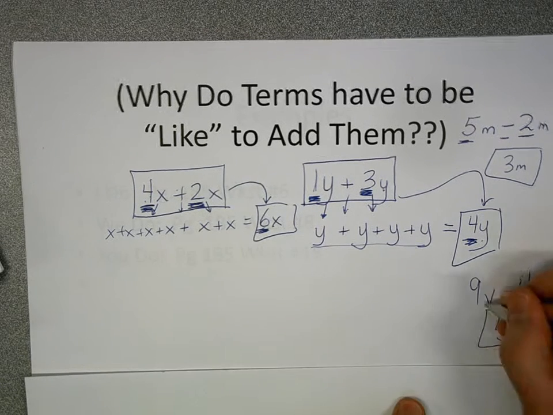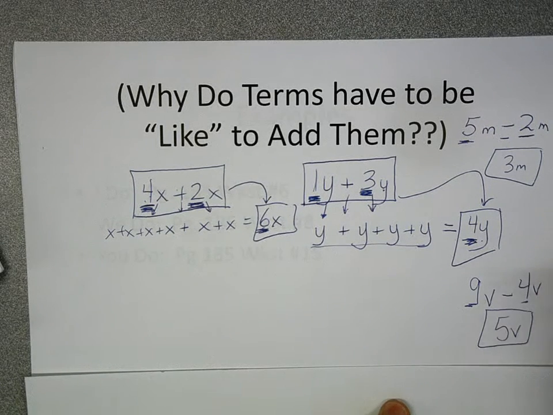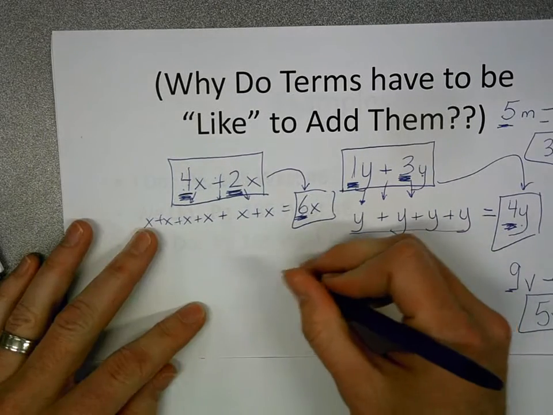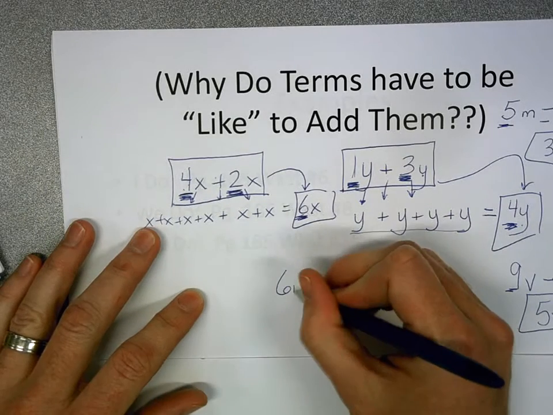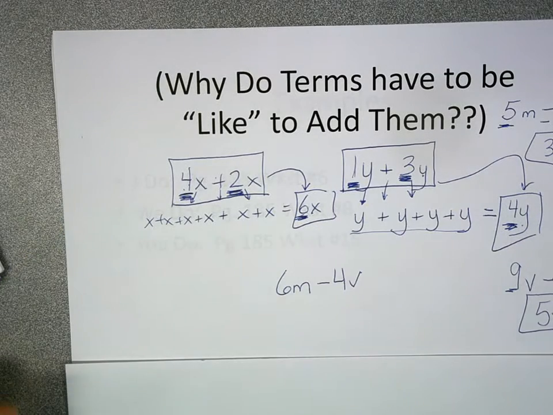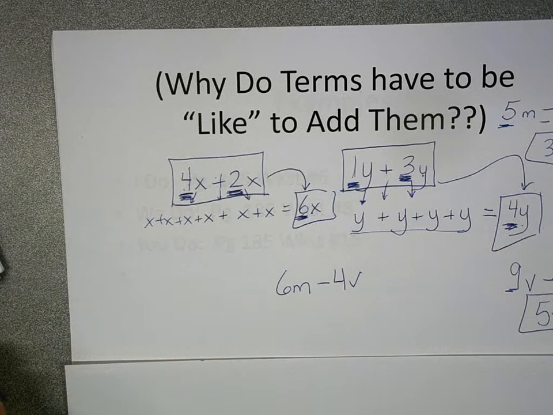So you're taking the coefficients. Okay, let me try this one. Alright, bet. Here we go. 6m minus 4v. You can't. Ah, why can't you guys do it? 2mv. Why can't you do it? Because they're not like terms.